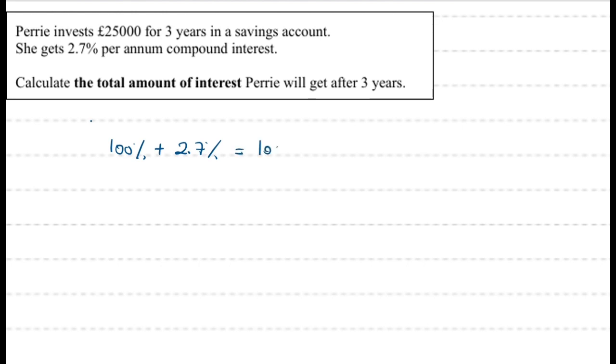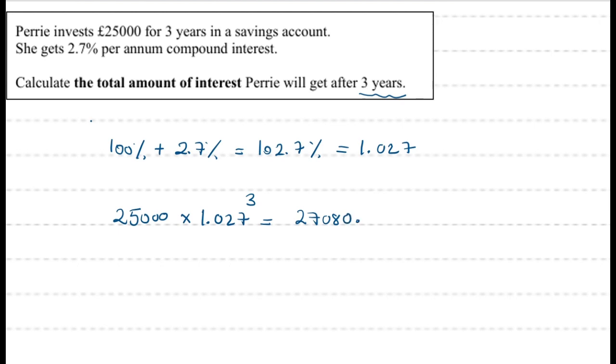That gives us 102.7%, and in decimal after dividing by 100, it becomes 1.027. Then we write the initial amount, 25,000, and then times it by 1.027 raised to the power of number of years, which is 3 years, and that gives us £27,080.17.